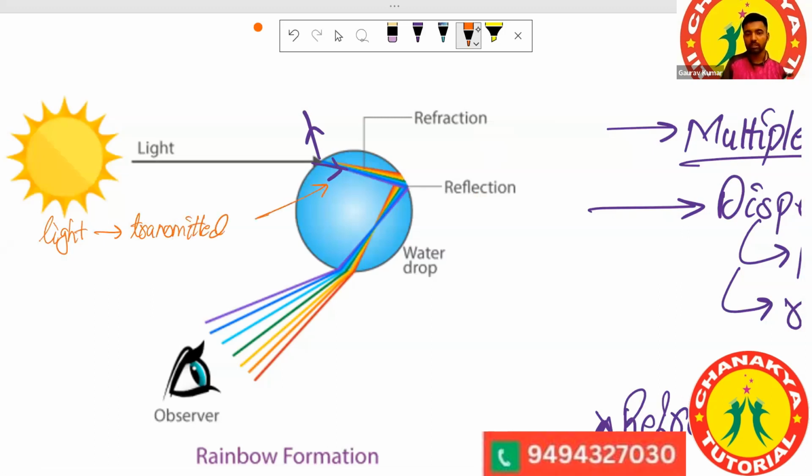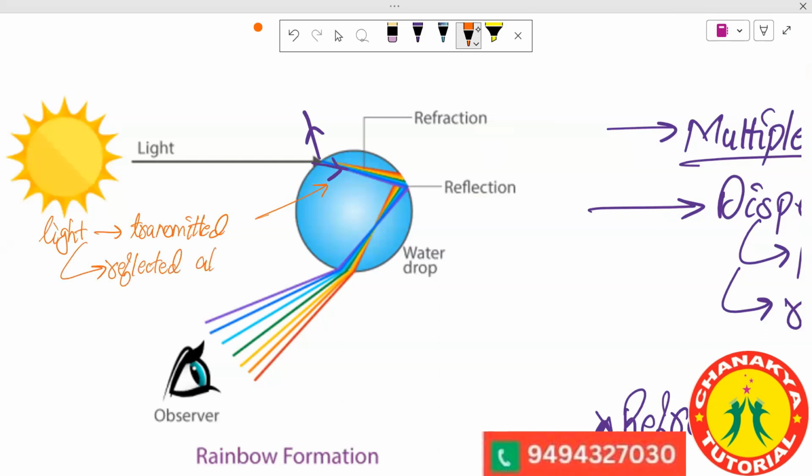So this is transmitting. That means it is entering into the water droplet, and light gets reflected also on the walls of the water droplet. Yes, both phenomena happen. After that, the light passes through with those seven colors, like a rainbow.